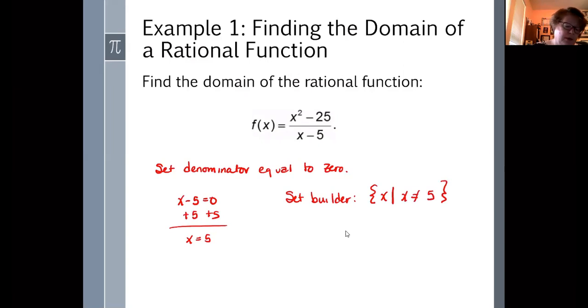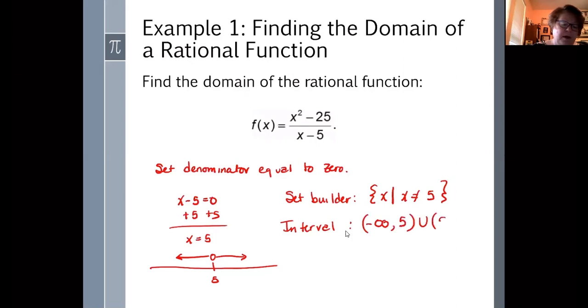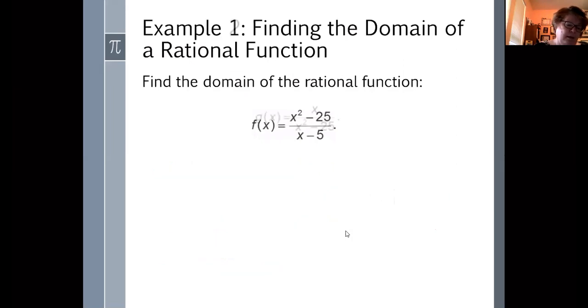In interval notation, if we looked at the graph, we would have a hole at the number 5, and x can be anything else, but it can't equal 5. So in interval notation, this would be the set from negative infinity to 5, union with from 5 to infinity. The domain of this thing has a jump at 5. It has to jump over that number. It can't equal 5. All right, let's look at another example.